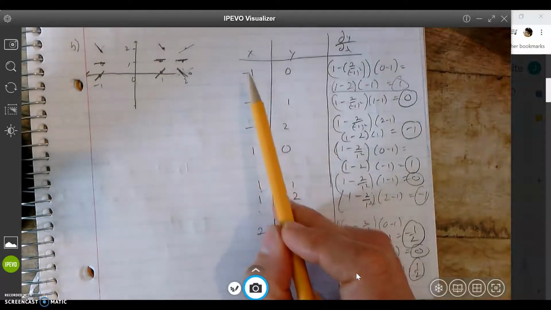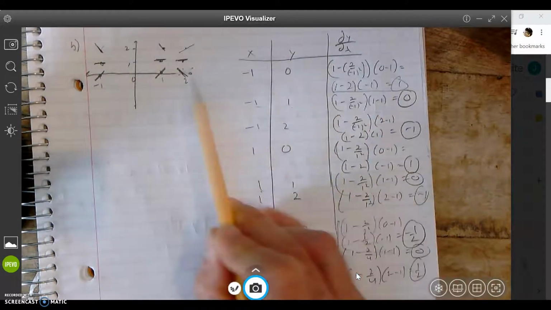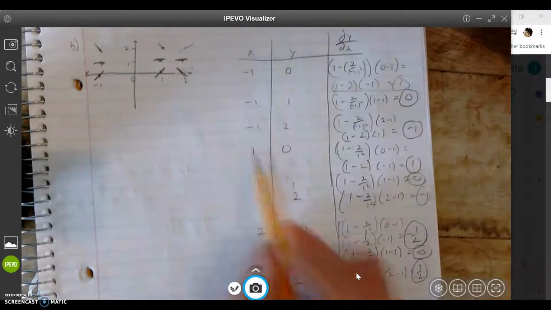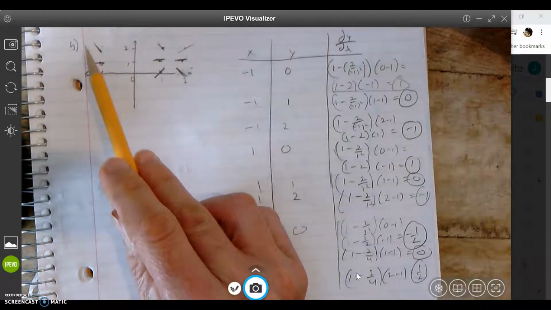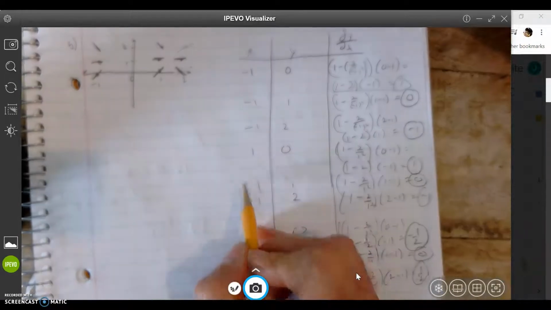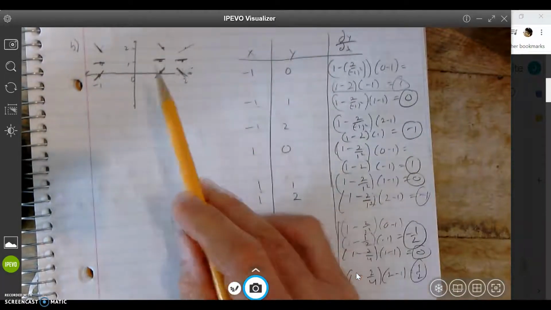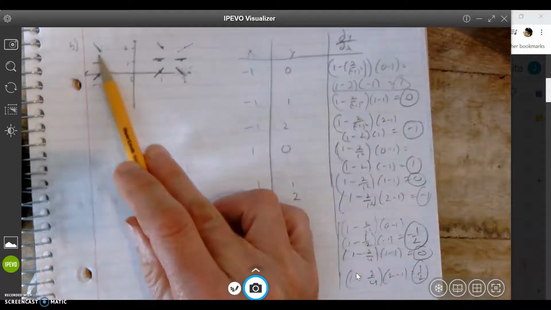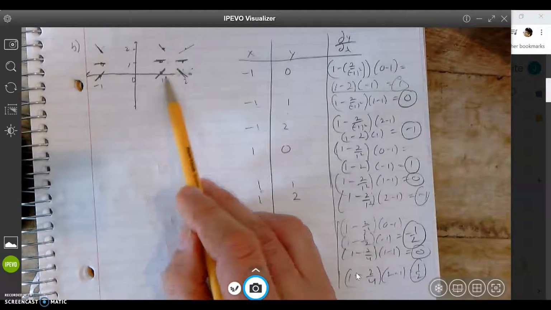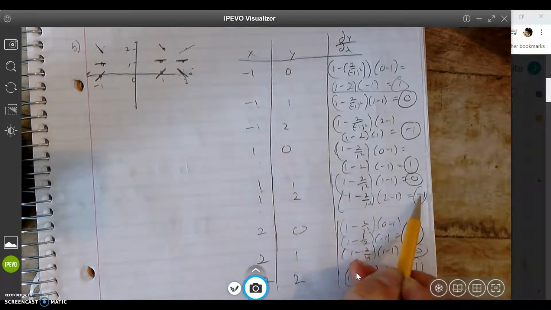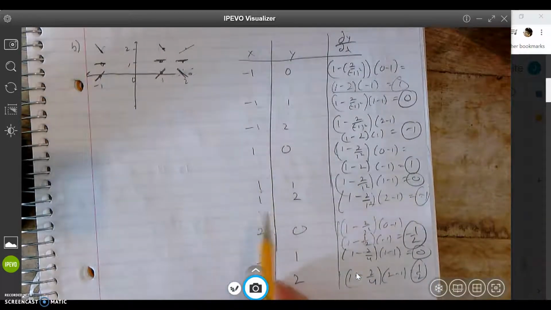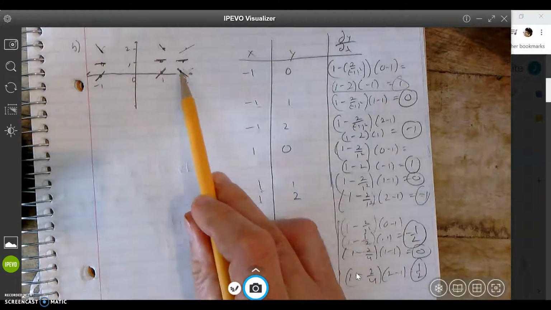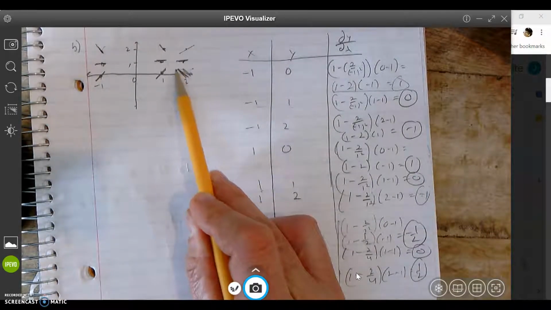So with the point (-1, 0), the slope was 1. And for (-1, 1), the slope is 0. Bam. And for (-1, 2), the slope is negative 1, like that. And for (1, 1), the slope is 0. For (1, 0), the slope is 1, like that. So these are sort of mirror images, this part right here. And for (1, 2), I got negative 1 for my slope. And for (2, 0), I got negative a half for the slope. Right there, negative a half should be probably a little bit shallower.